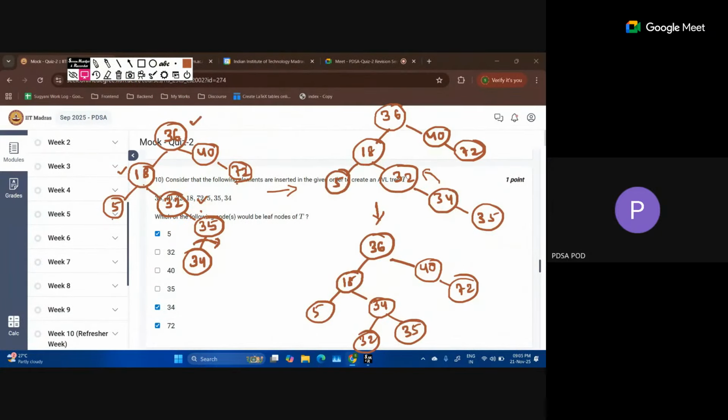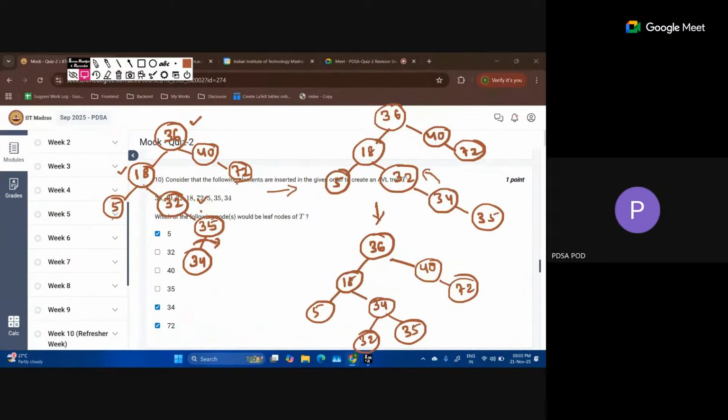Sure, this is correct? Yes, ma'am. When I solved, I got this, and I used this one only. I skipped that step. I did it in one go. Okay, yes, this is correct.